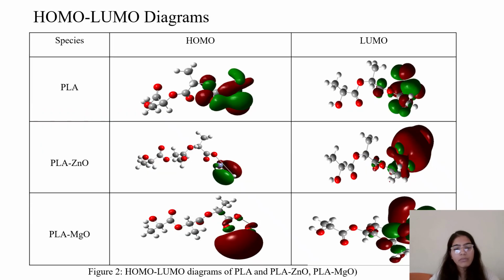This diagram shows the distribution of highest occupied and lowest unoccupied molecular orbitals. In PLA, the HOMO is localized mostly around the ester group, while in PLA-ZnO and PLA-MgO, the orbitals extend over the metal oxide regions, indicating improved electron delocalization and better charge transport properties due to metal oxide incorporation.